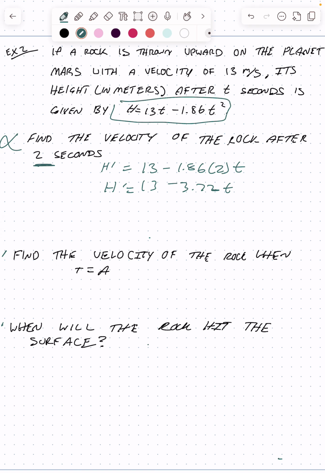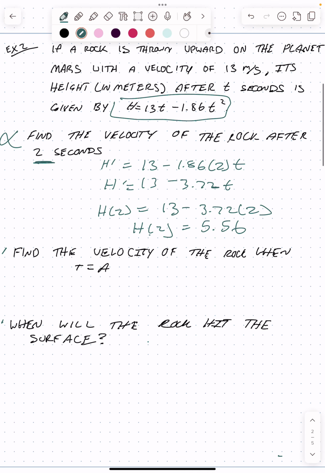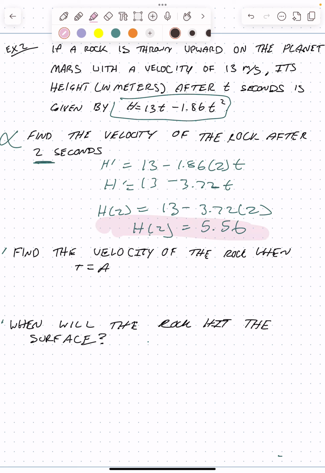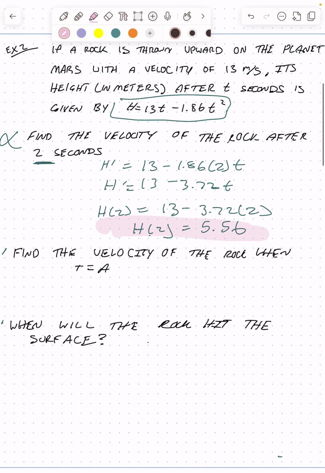So now we're just going to plug in 2 for t, and that will tell us the velocity of the rock after 2 seconds. So h prime of 2 equals 13 minus 3.72 times 2. So I'm just going to plug that into a calculator. And we get 5.56. So our answer for this is 5.56. So the velocity of the rock after 2 seconds is 5.56.